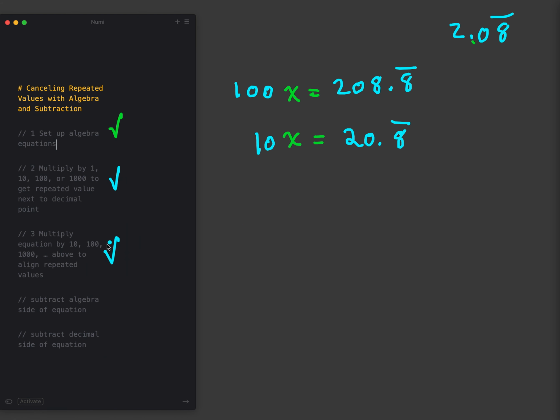And you might be asking, why am I multiplying by 10 and not 100 or 1000? Well, basically, if you just have one value repeated, you're going to multiply by 10. If you had two values repeated, which we'll see in the next one, we'll multiply by 100.